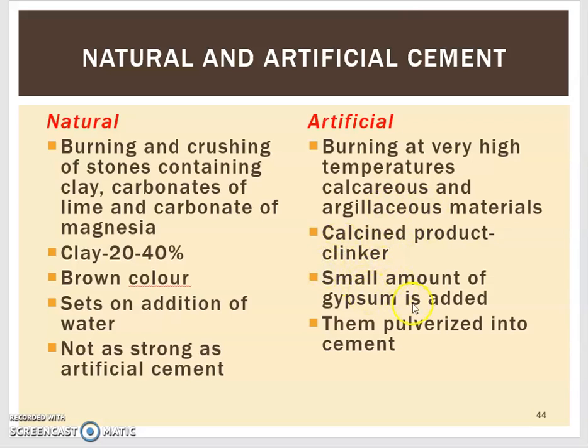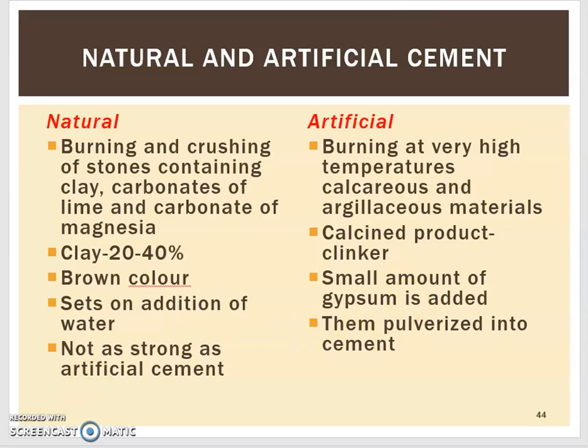Okay. Small amount of gypsum is also added. Why is gypsum added? To slow down the setting, right? You don't want it to be flash set. You don't want it to be set very fast. So sometimes gypsum is added. And then pulverized into cement. Pulverized means broken to very fine powder. The finer, the better is the setting, right?